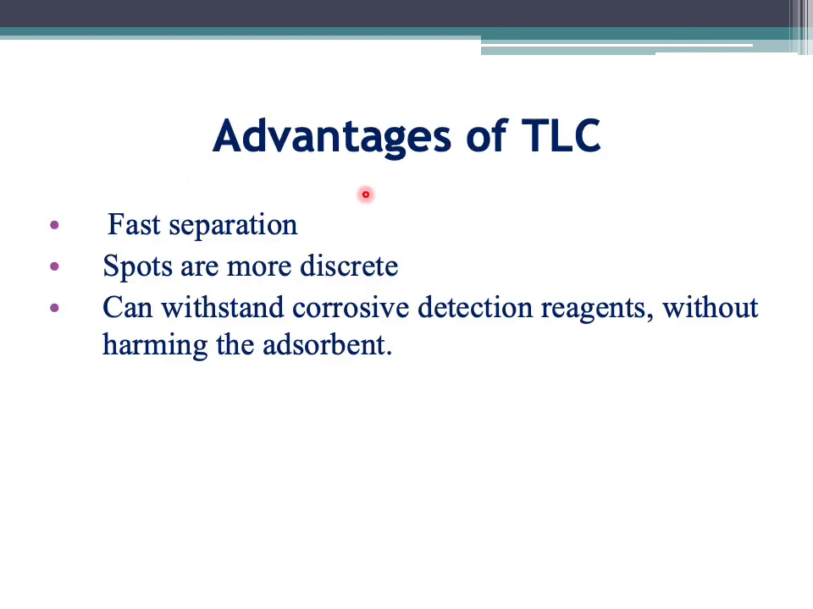And these are the advantages of TLC. Okay. First, fast separation. Second, spots are more discrete. Okay, more discrete tu maksudnya dia nampak lebih bulat, lebih tepat lah. Dia tak akan nampak macam manjang. Can withstand corrosive detection reagent without harming the adsorbent. So, dia boleh bertahan dengan corrosive reagent. Corrosive reagent ni yang kuat lah dan boleh menghakis. Okay, tanpa merosakkan adsorbent, stationary phase tu. So, that's why we choose TLC as compared to paper chromatography.